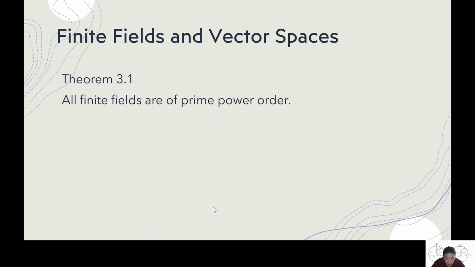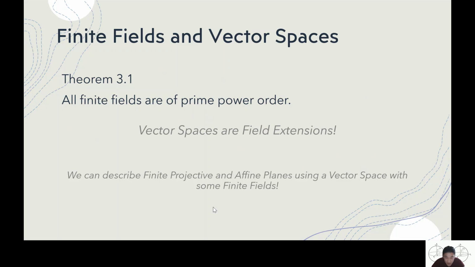Well, there's a classic theorem from field theory that tells us that all finite fields are of prime power order. And this is relevant to us because with some field theory, we have that vector spaces are field extensions, okay? And we can also describe finite projective planes and affine planes using vector spaces and finite fields. In the case of vector spaces being field extensions, the vector elements are just the elements of the field extension, and the scalar elements belong to that fixed subfield.